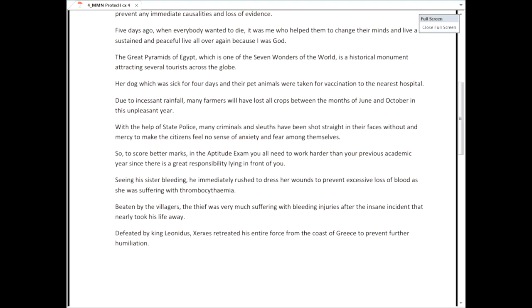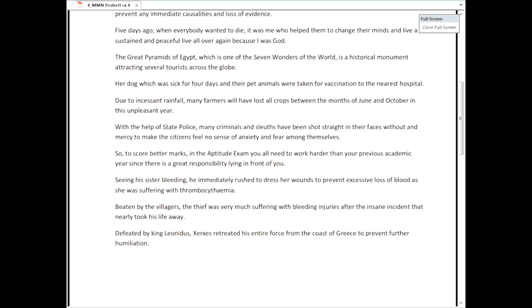Yeah, with the help of state police, many criminals are accused of shot straight in their faces without any mercy to take, make the citizens feel no sense of anxiety and fear among themselves. No, it is "any", I'm sorry, it is any, it's many.